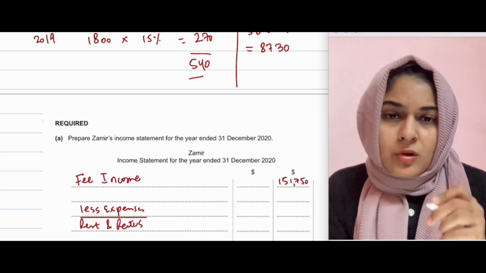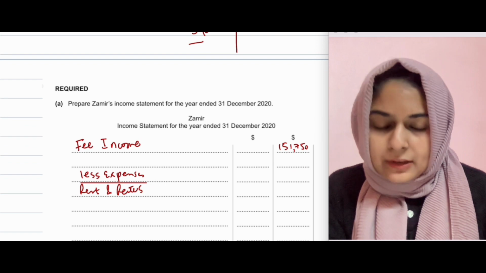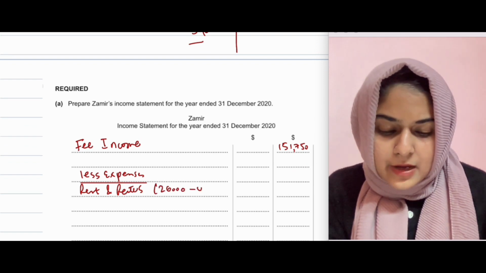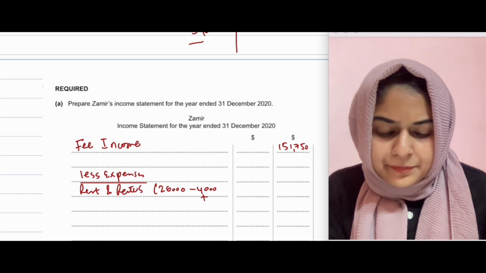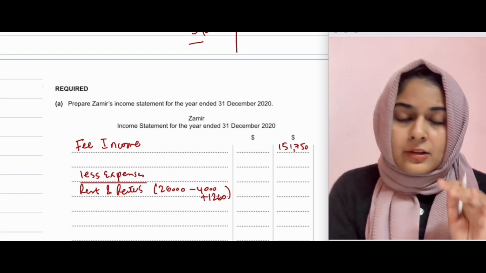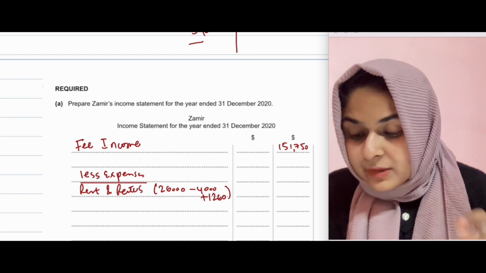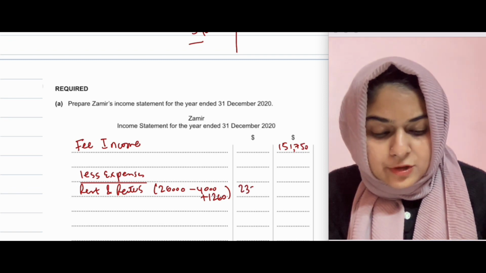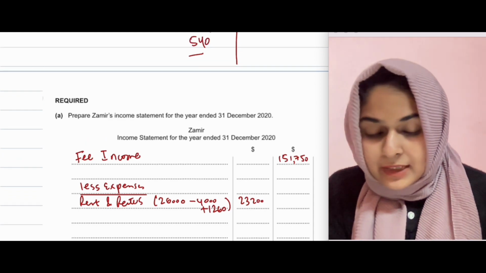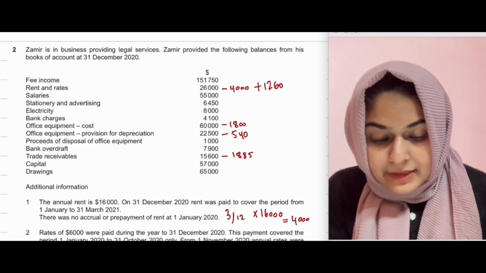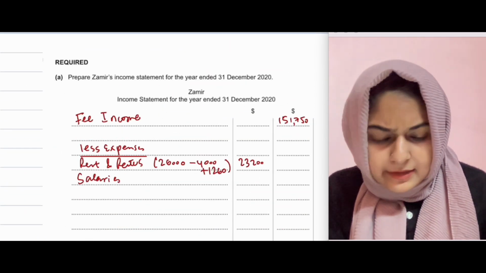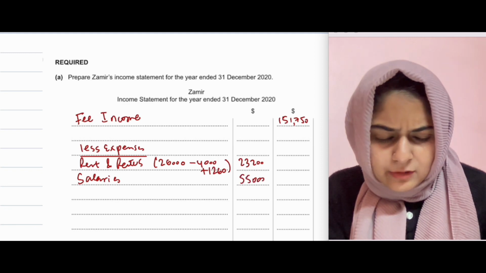In the exam, it is always advised to actually write your calculation in the bracket. So like I'll write it for rent and rates. 4,000 minus kiye, add 1260. You should be showing calculations somewhere in the paper, because the examiner should know कि आप जो है वो कैसे, how did you reach that value. Then we have salaries, that is 55,000, no adjustments. So यहाँ पे आप लिख देंगे salaries and you'll just write 55,000.